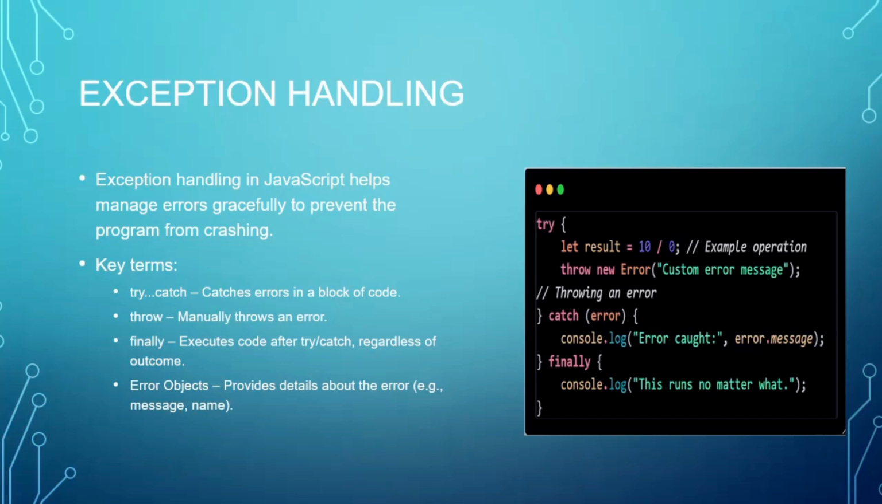Talking about error objects, every error in JavaScript has an object with details like message and name, helping us debug issues. By using exception handling, we can write more robust and reliable JavaScript applications.